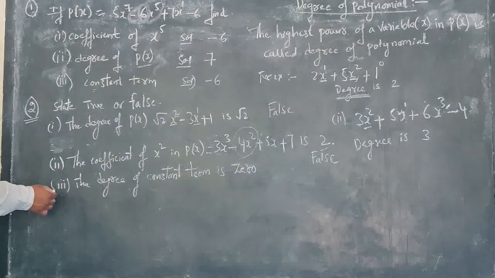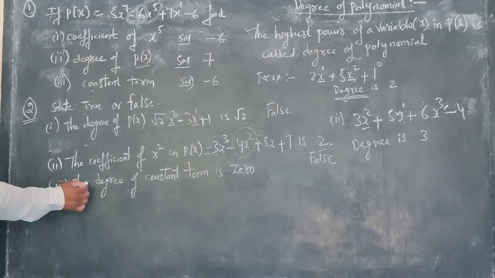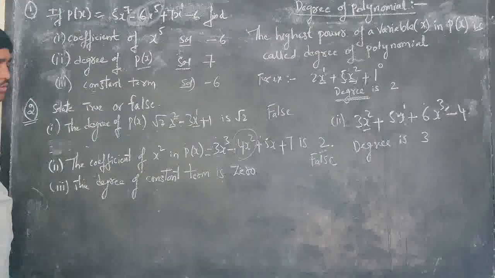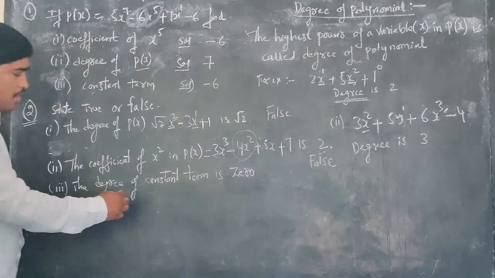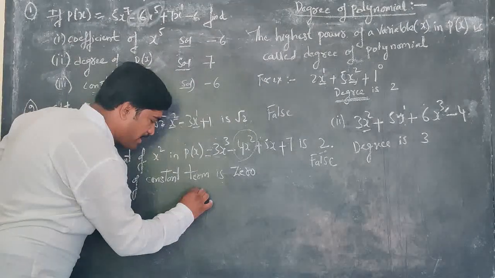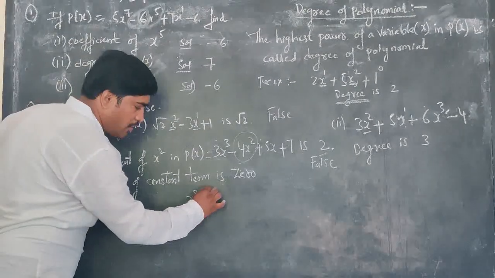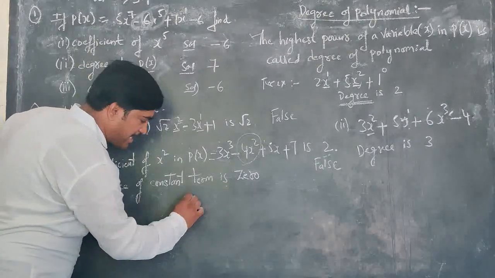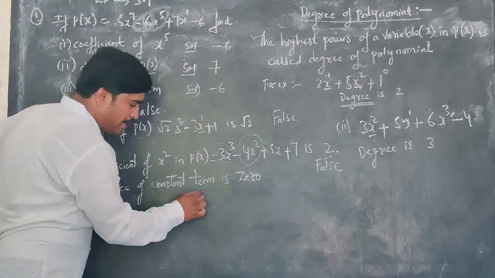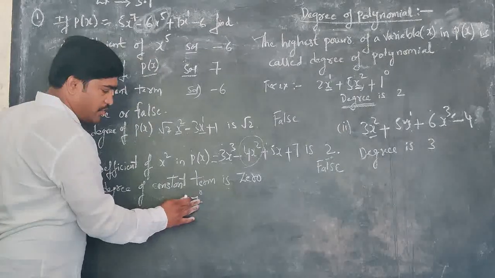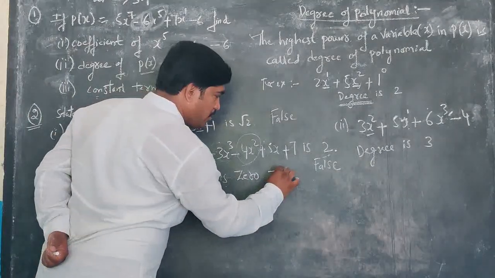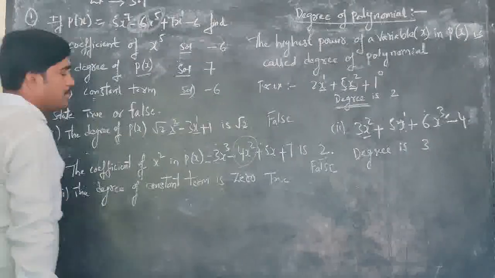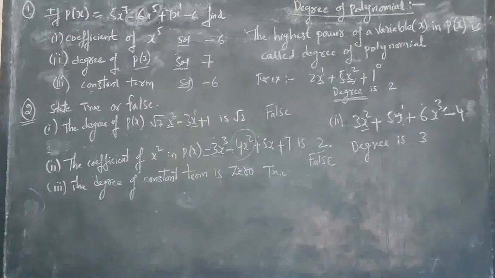Now we'll go to the third bit. The degree of a constant term is 0. Yes, this is absolutely true. How? Because x power 0 is nothing but 1. So the degree of a constant term, if I write 7, what is its degree? The degree is always 0 only. So it is true. Now make a note of this one.